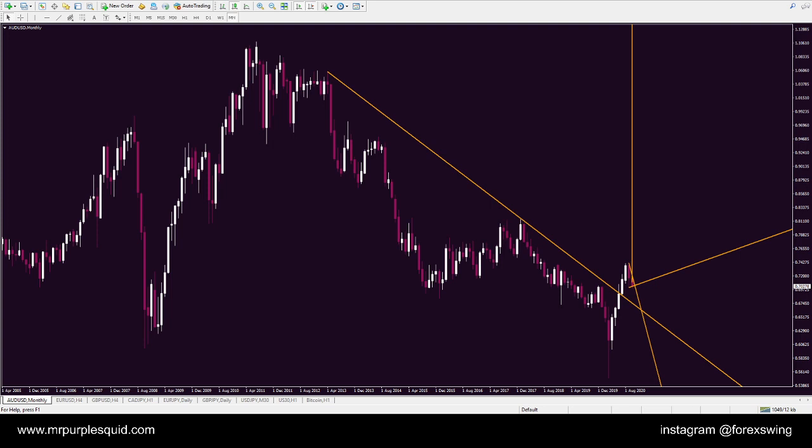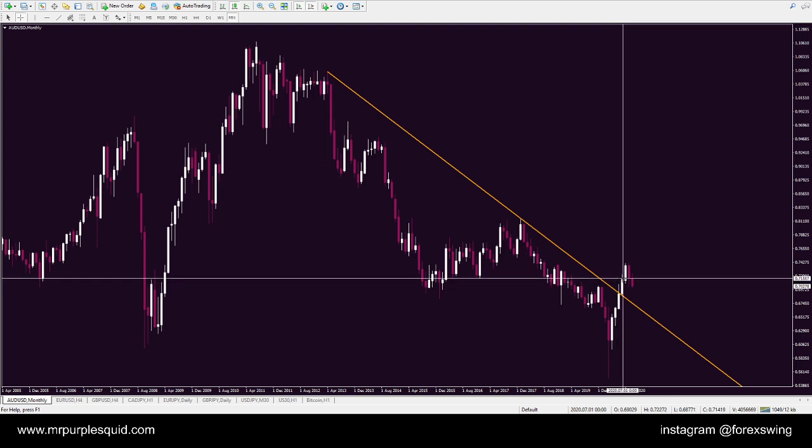All right, guys. So we'll begin as usual with Australian USD. So let me disable these trend lines. So we can see clearly, price has broken the bearish trend line and is making its way down.